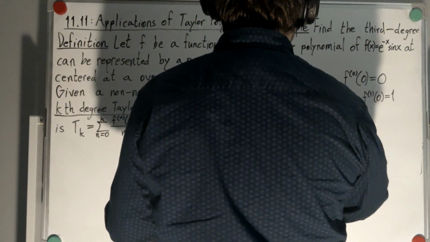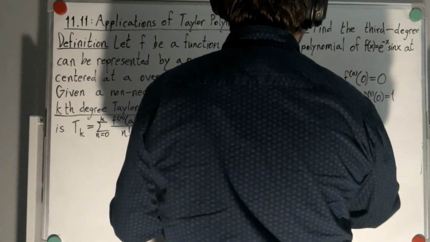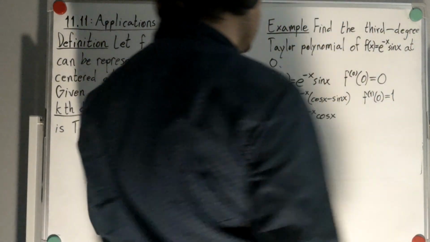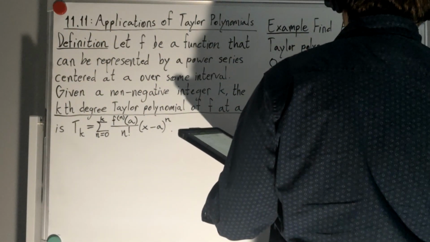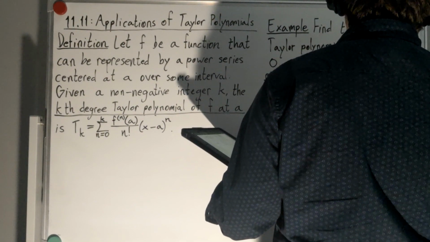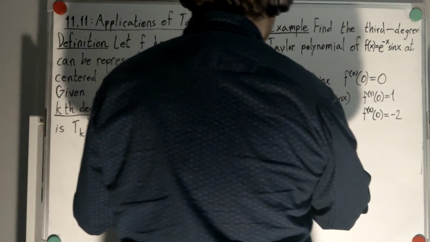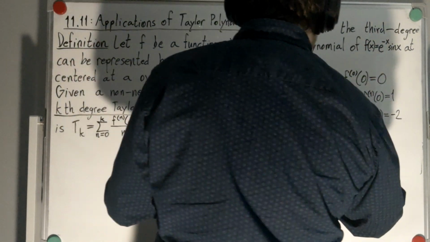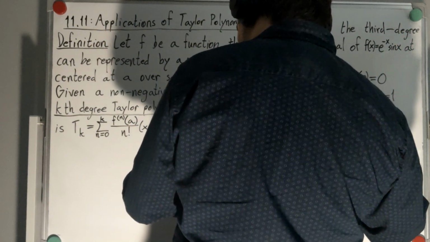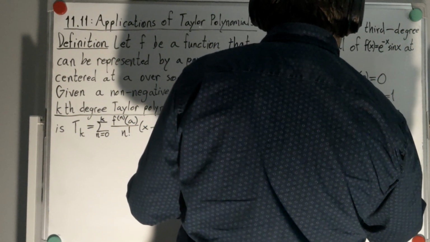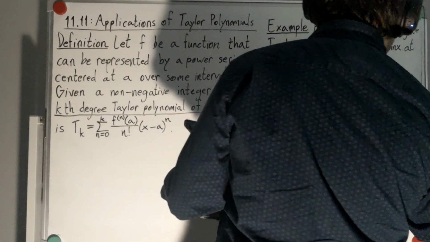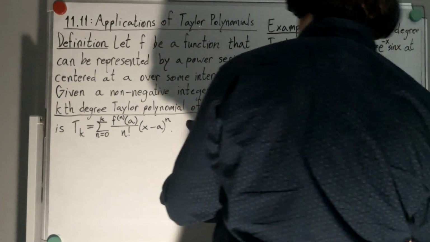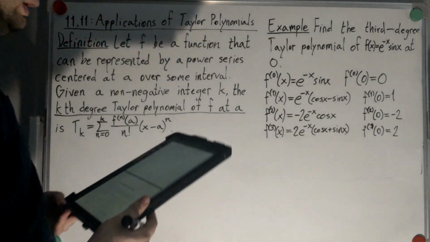Second derivative, this is negative 2 e to the negative x cosine x. Evaluate that at 0, and you're going to get negative 2. And then third derivative, this comes out to be 2e to the negative x times cosine x plus sine x. You evaluate this at 0, and you just get 2. All right?